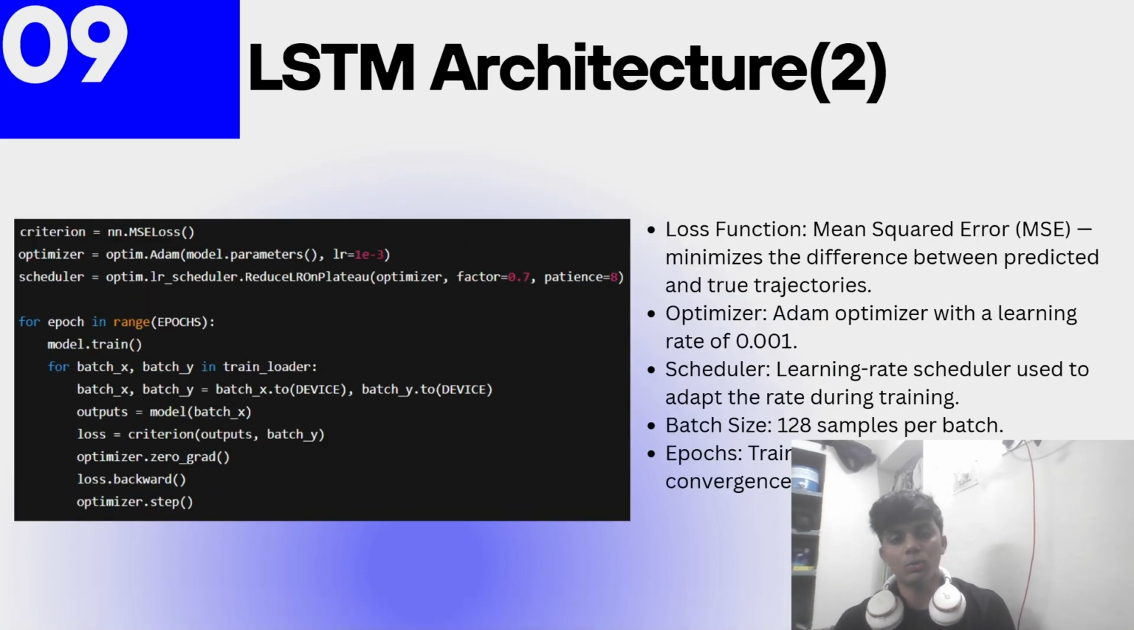To improve the efficiency of the predicted values, I used the mean squared error loss function, which minimizes the differences between predicted and true trajectory. With that, I have also used an optimizer and scheduler. The optimizer I've used is the Adam optimizer with a learning rate of 0.001. The batch size was 128 samples per batch, and I trained for 120 epochs for stable convergence.